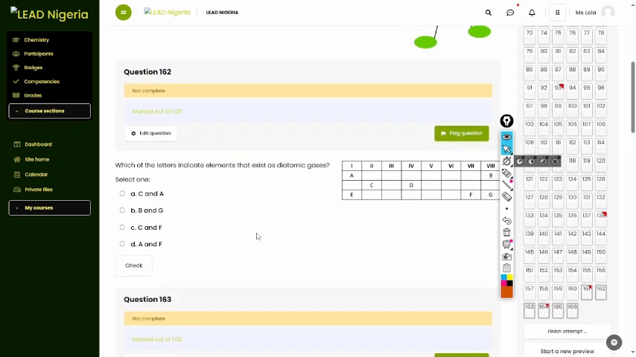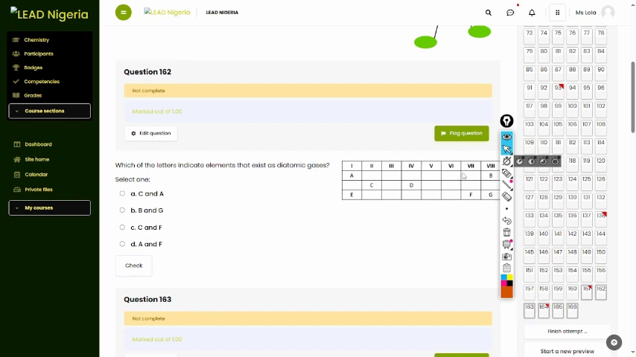Which of the letters indicates elements that exist as diatomic gases? Okay, so diatomic gases are usually non-metals. Non-metals are those that exist as diatomic gases. Now, an exception to that rule will be noble gases. Noble gases are gases, but they are stable, so they do not combine with any other element.